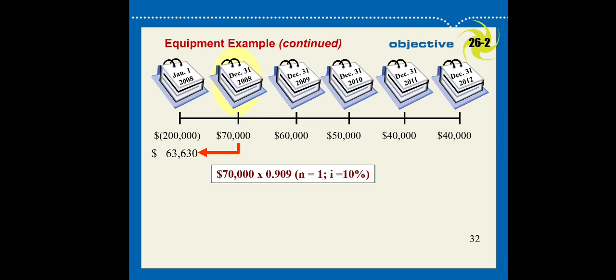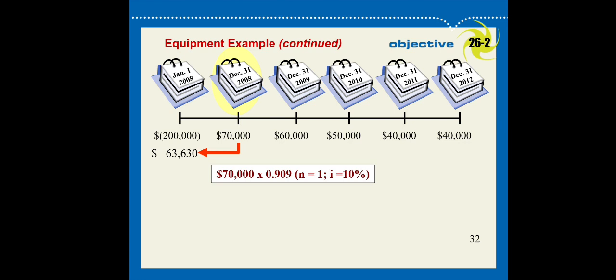So $70,000 cash times 0.909. That 0.909 is coming from the present value table. The n is 1, n means the year is 1, and the interest is 10%. You have to refer to the present value table to get this 0.909.